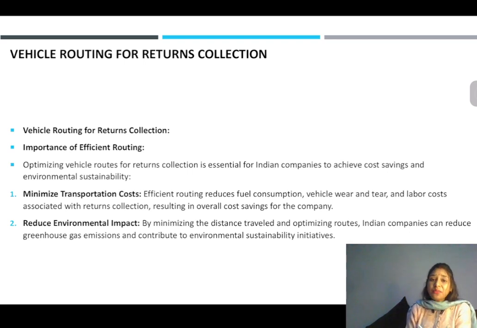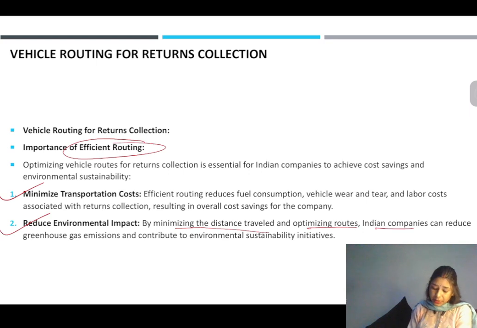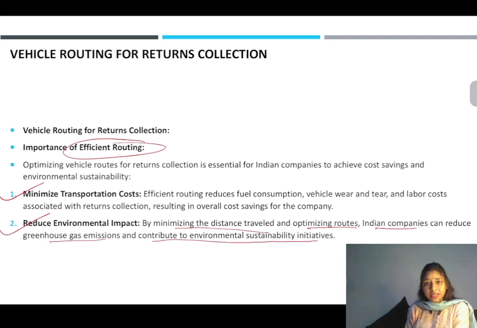So let us understand why it is important to have effective, efficient routing. It is important because it can help us minimize the transportation cost. It can help in reducing the environmental impact, because by minimizing the distance traveled and optimizing the routes, the company can reduce the greenhouse gas emission, which is a critical problem for the whole world. So it can contribute to environmental sustainability initiatives.